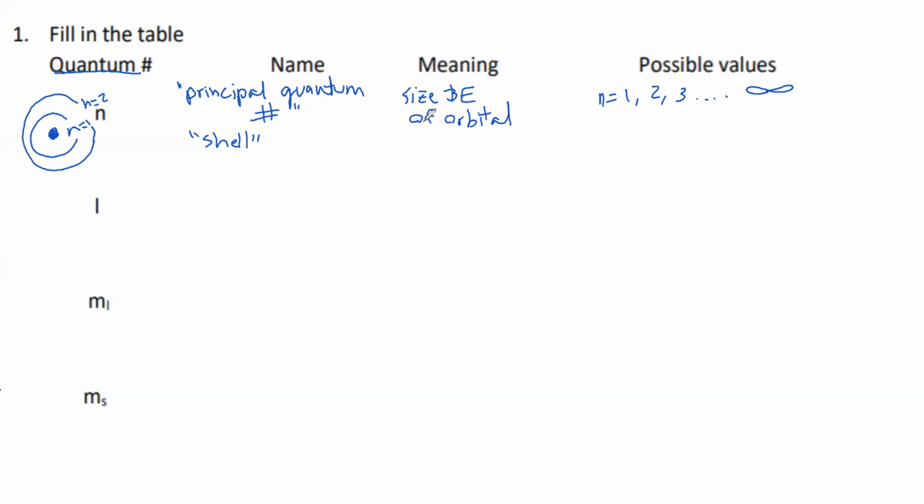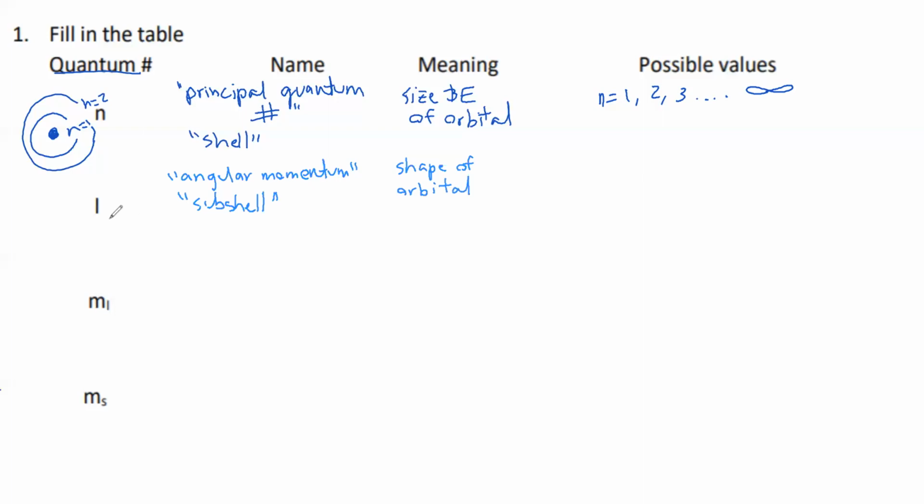Next, we can talk about l, where l is the angular momentum. Or you might hear it called subshell. Right, subshell because it's the level below n. And the l value tells us the shape of the orbital. So is it shaped like a peanut? Is it shaped like a sphere?